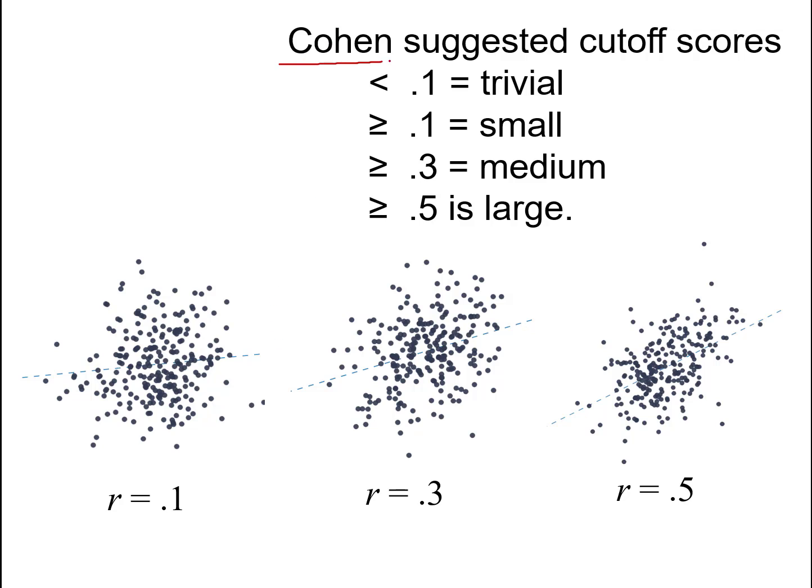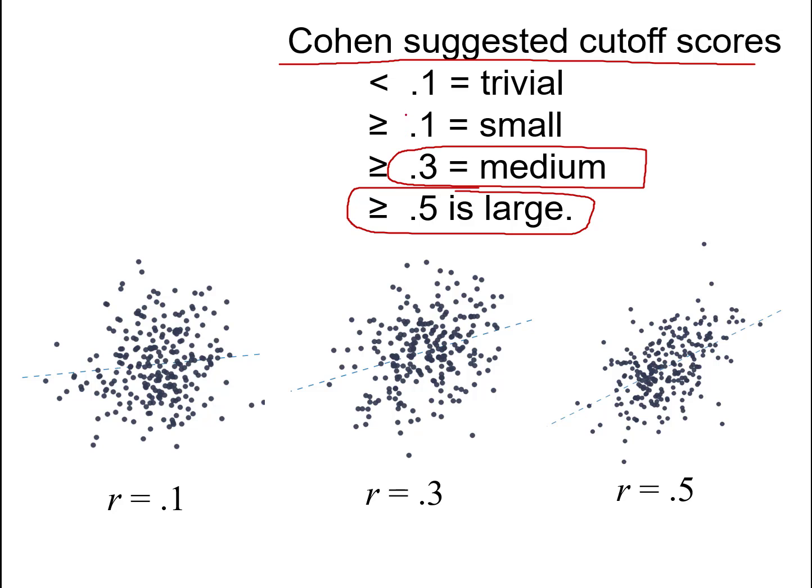And once again, Cohen has given us some suggested cutoff scores that we can use to identify small, medium, and large effects. Now, these cutoffs for a correlation are going to be different than the cutoffs we use for a D statistic, because a D statistic and a correlation are two different scales, two different ways of measuring effect size. So for a correlation, we'll say that a correlation of 0.5 or larger, we'll call that a large effect. A correlation of 0.3 or larger will be called medium. A correlation of 0.1 or larger will be called small. And less than 0.1, we'll call that trivial.